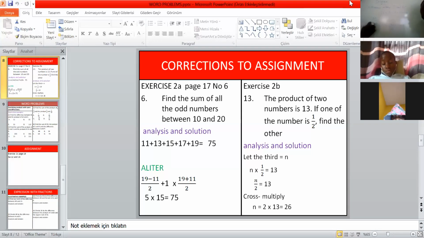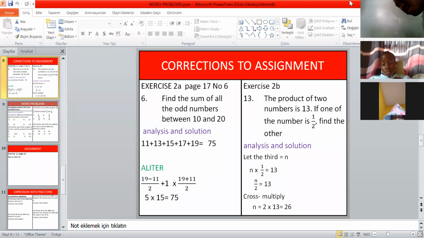So if you find this, 19 minus 11 is what? Anybody? 8. Good. So 8 divided by 2 plus 1. This gives you 4 plus 1, so this gives you 5. Correct. So 19 plus 11 is what? 30. Correct. So 30 over 2 gives you 15. So 5 times 15 gives you what? 75. That's the answer.